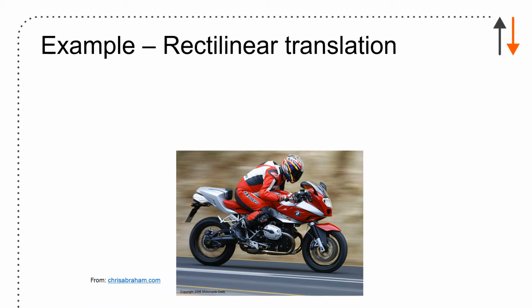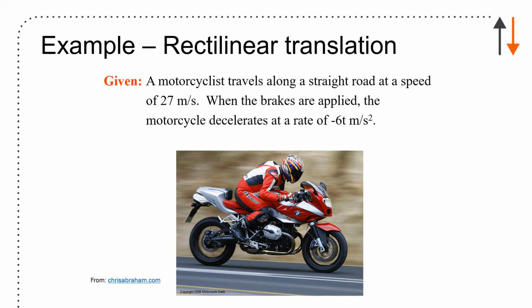And the goal here is that I've already gone through all of the derivations of this in the previous lecture, and this is a set of examples that cover this. So I'm going to start with something involving a motorcycle. The motorcyclist travels along a straight road at a speed of 27 meters per second. Brakes are applied. The motorcycle decelerates at a rate of minus 6t meters per second squared. So immediately I know that the acceleration is not constant. And I want to know the distance that the motorcycle travels before it stops.